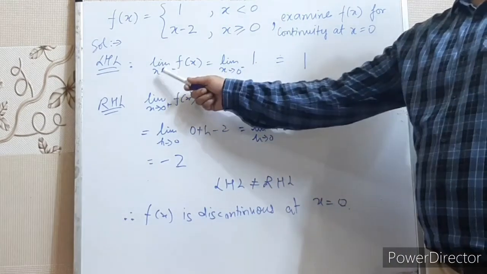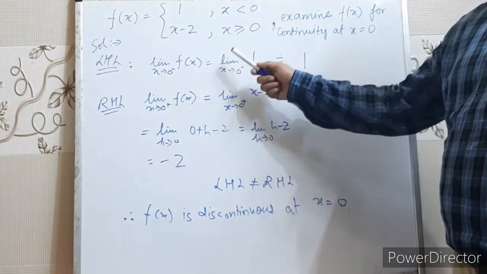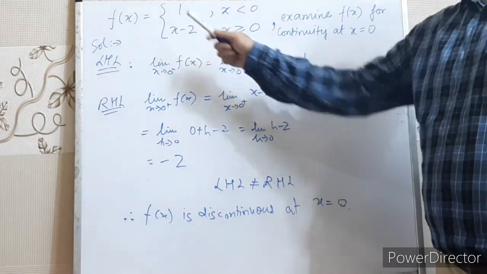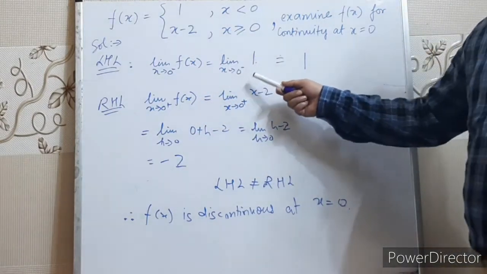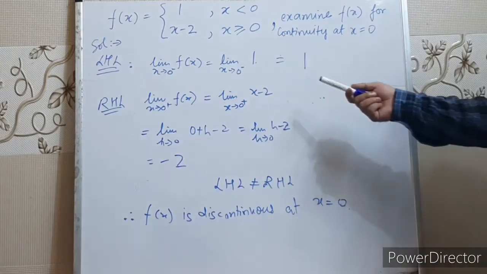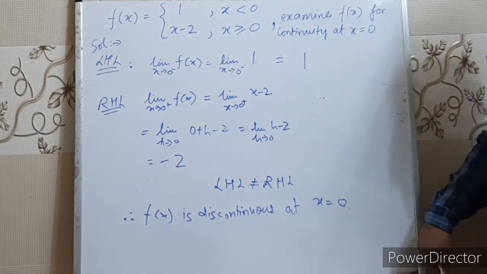Let's see the left hand limit. The left hand limit is the limit as x tends to 0 negative of f(x). When x is less than 0, the value of the function is 1. So it's a constant, and whatever the limit is, the value of the left hand limit will be 1.